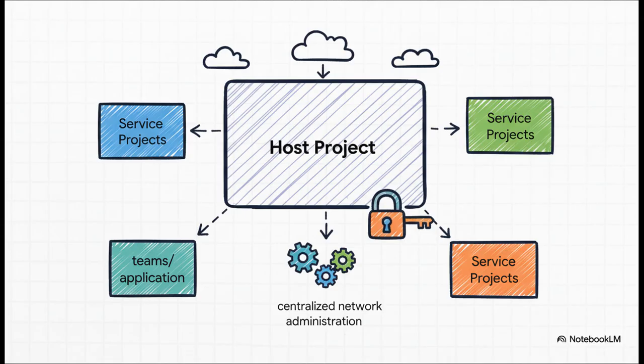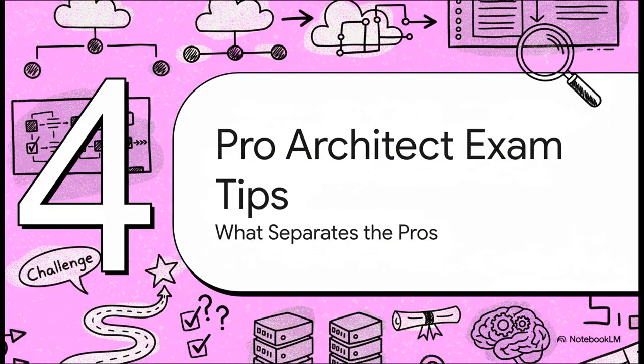Now, for bigger companies, there's another approach called shared VPC. So instead of peering a bunch of different networks, you create one central host project that owns the main VPC. Then, other service projects, say for different teams or apps, can just attach to it and use its subnets. This is awesome because it centralizes all your network admin and security, which is a massive benefit when you're working at scale.